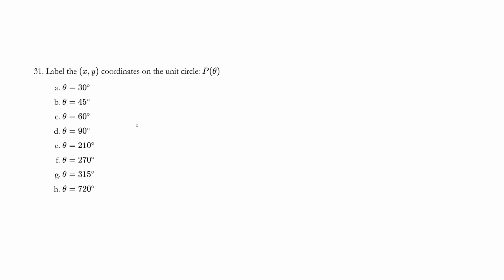Let's label the xy coordinates on the unit circle. So we draw a nice circle this way. And the word unit circle means that the radius is 1. So we go 1 up right, -1 left down. And what we have here is theta equals 30 degrees. Theta equals 30 degrees. And we have a coordinate here.